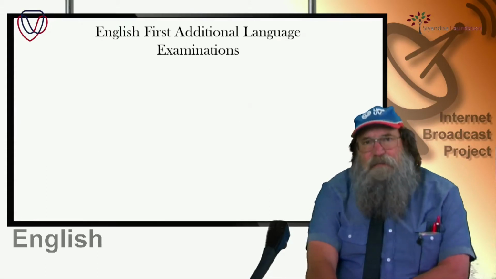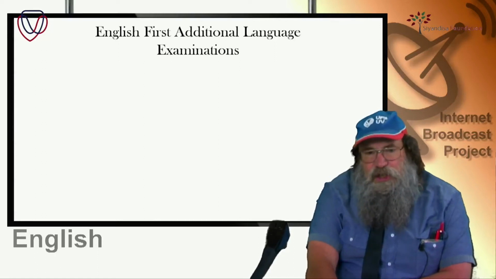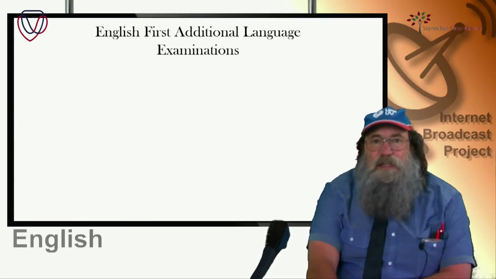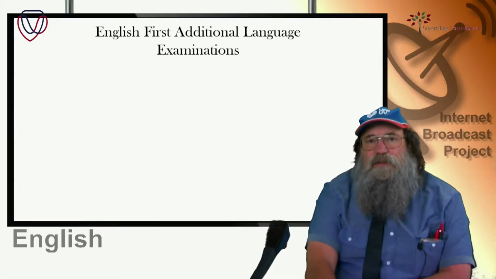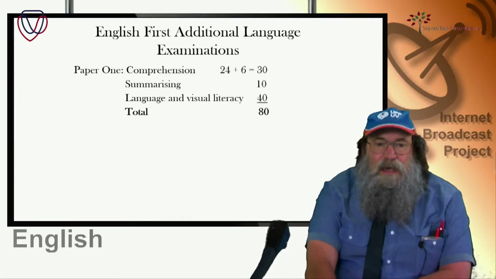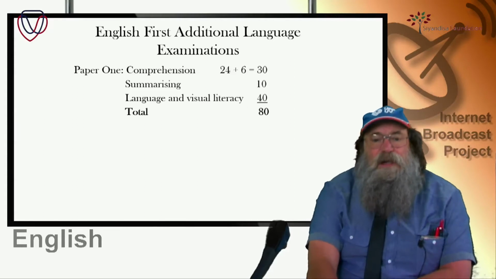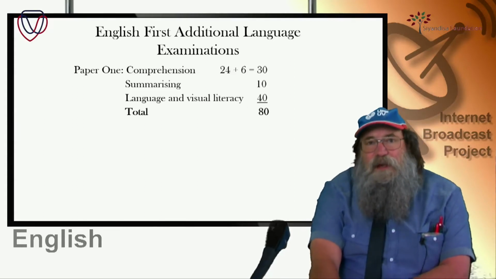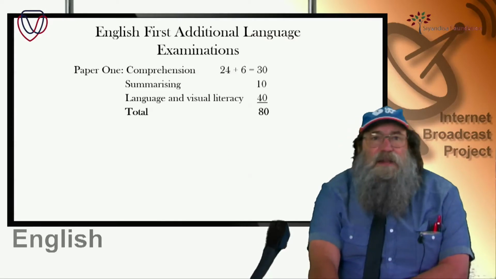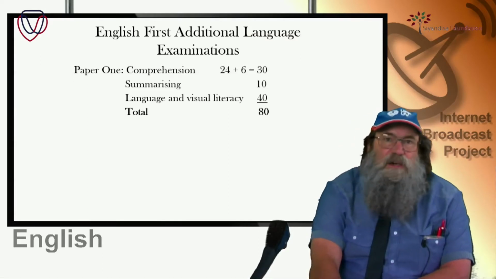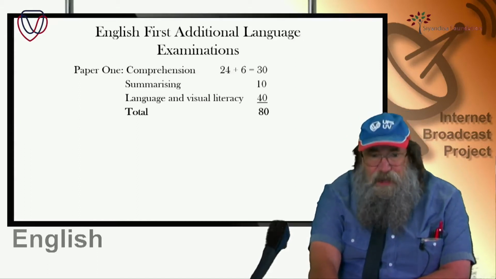Here you will see I've prepared a list of the English first additional language examinations. Please note that they are slightly different from the home language ones. Let's start with paper one. Paper one consists of a comprehension test. First, a text, normally out of 24 marks, and then a visual literacy comprehension out of 6 marks, to give you a total of 30.